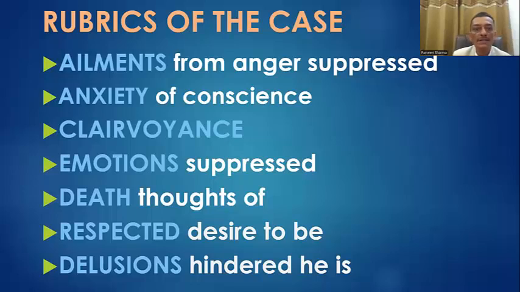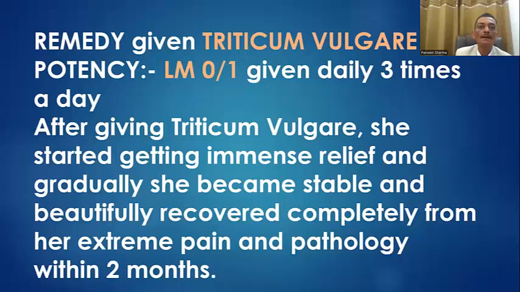Rubrics taken during case taking: ailments from anger suppressed, anxiety of conscience, clairvoyance, emotions suppressed, death thoughts of, respected desire to be, delusion hindered, he is. Remedy given: Triticum vulgare, potency LM 0/1, given daily three times a day. After giving Triticum vulgare, she started getting immense relief, and gradually she became stable and beautifully recovered from her extreme pain and pathology within 2 months.